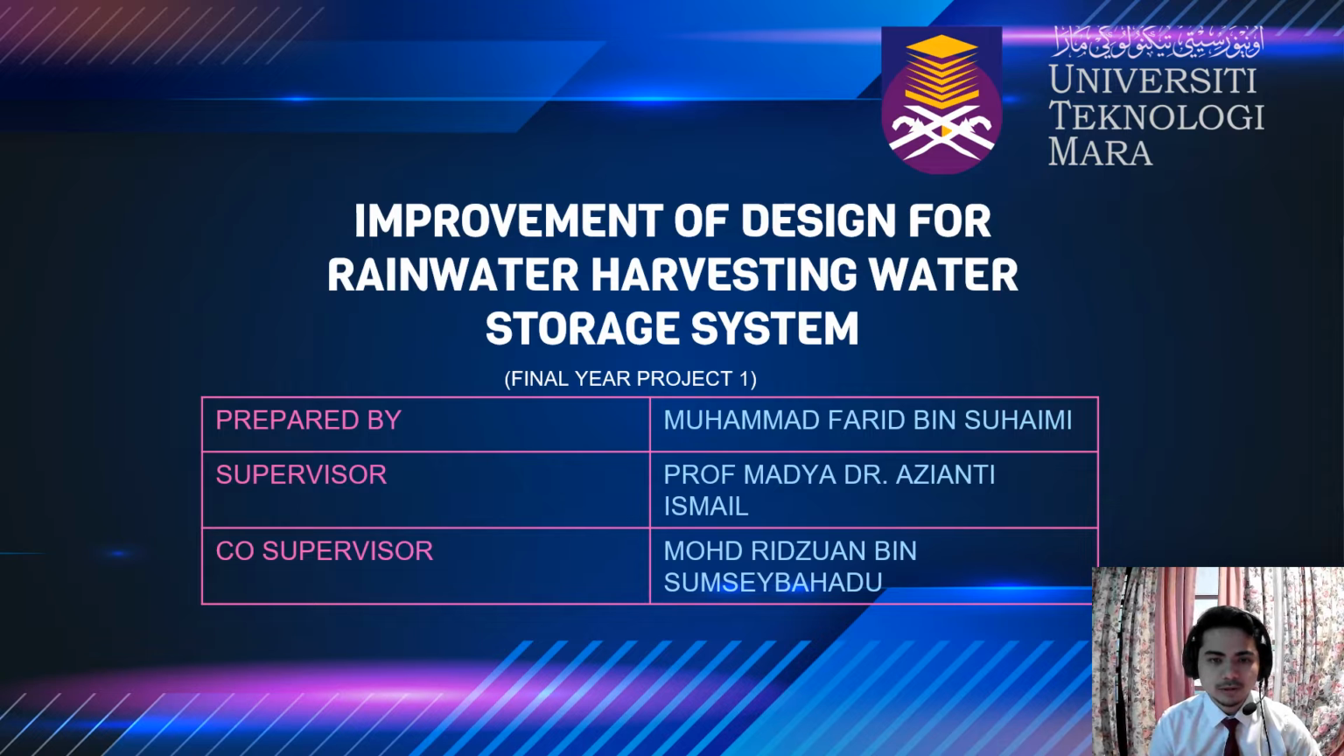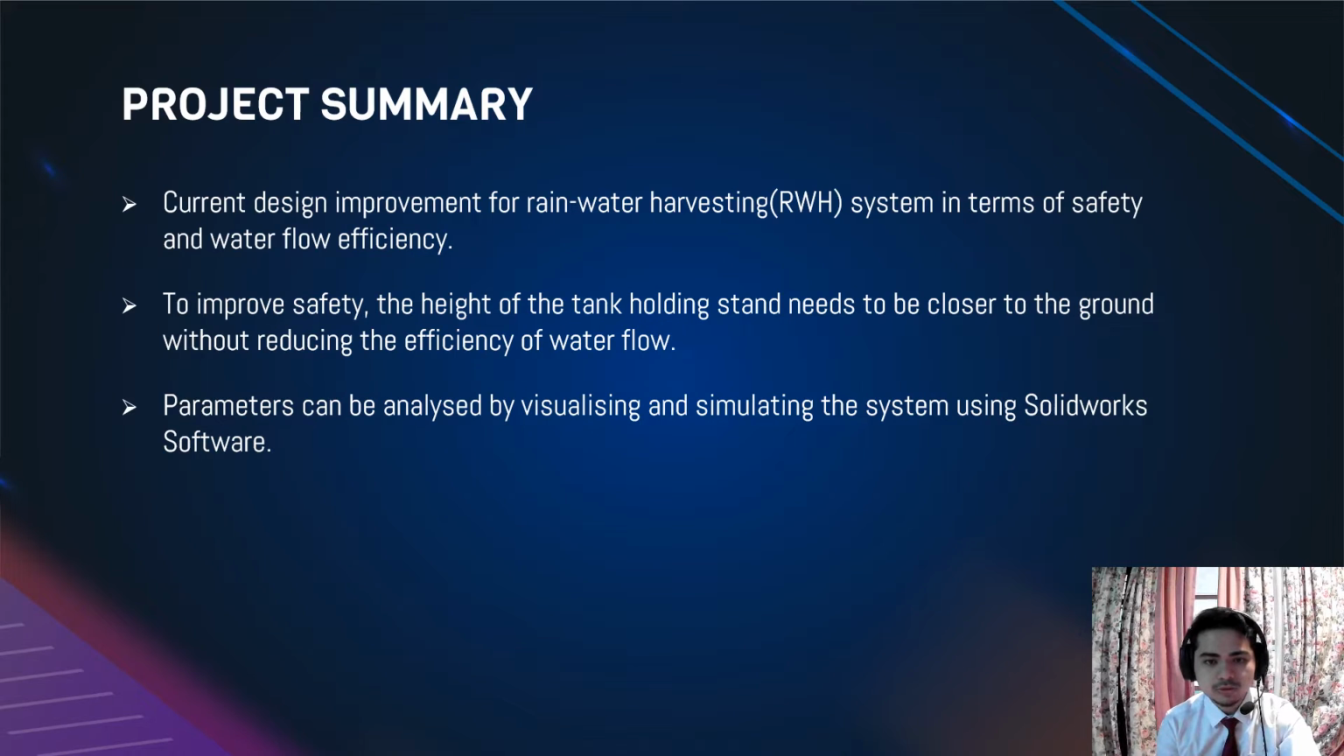I'm going to talk about my final year project 1, which is improvement of design for rainwater harvesting water storage system. Before I go through the main point of this presentation, I will explain the summary of this project. Firstly, there are some problems for rainwater harvesting current design. So this project is implemented to improve the rainwater harvesting system in terms of safety and water flow efficiency.